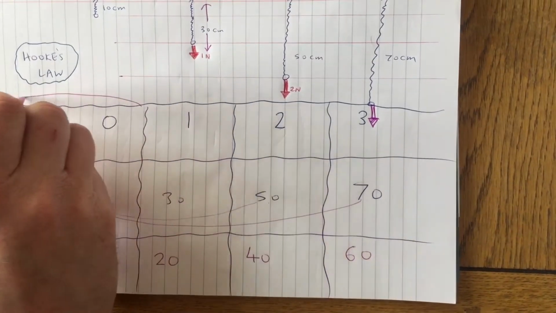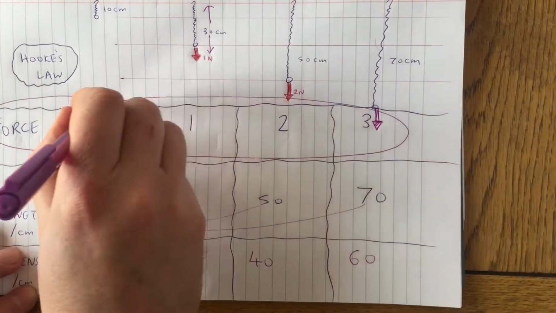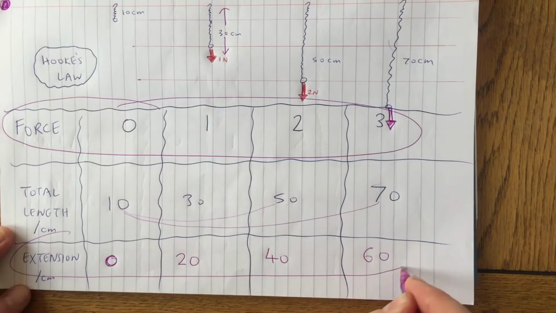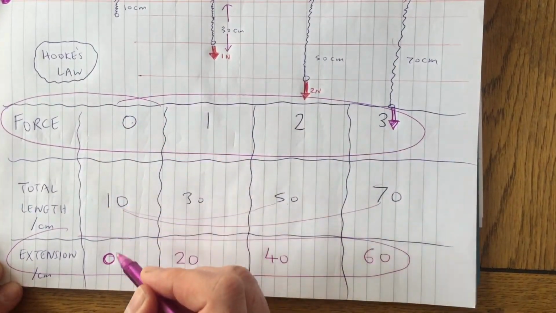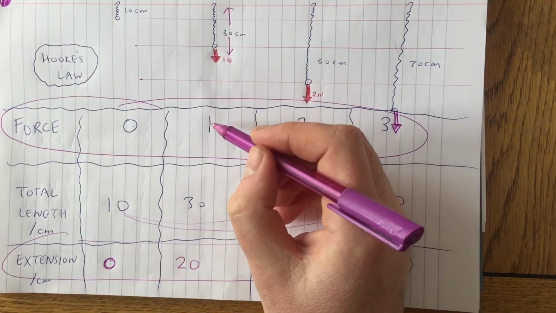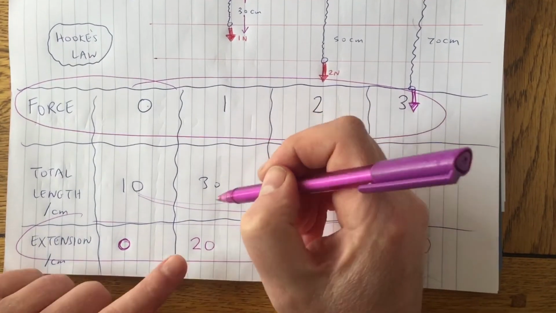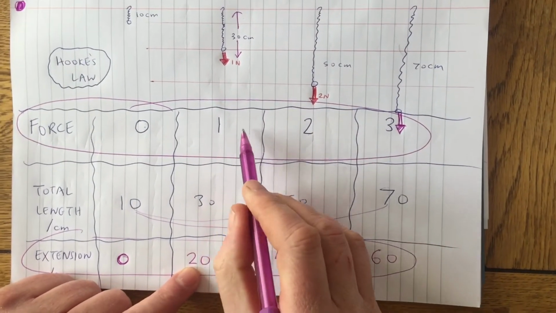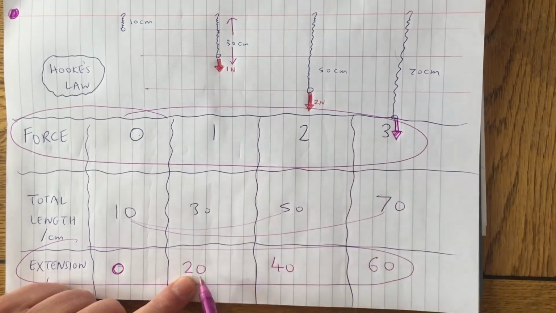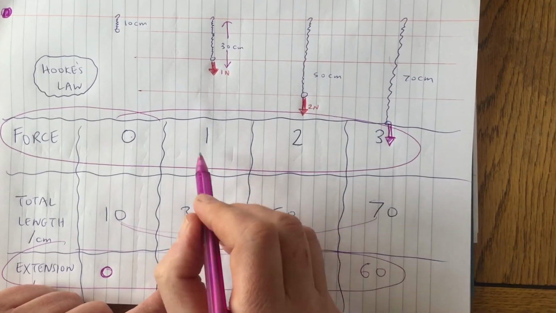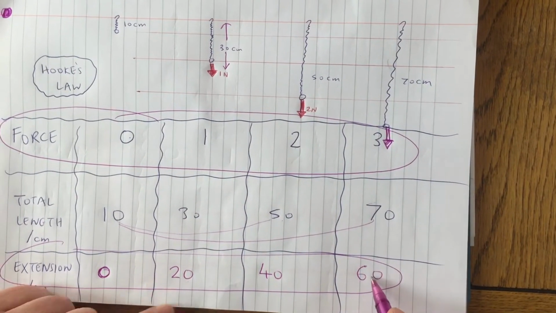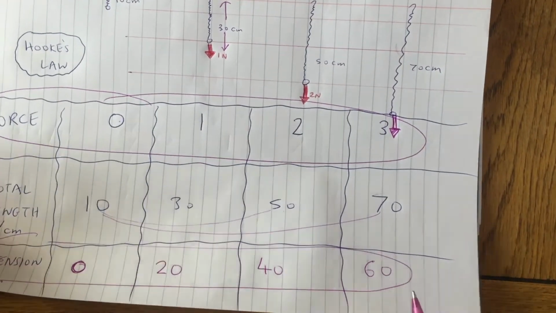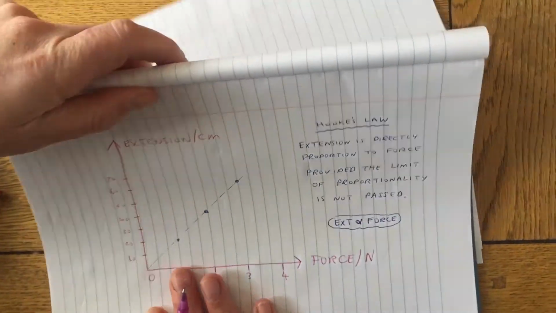If you look at this row here and this row here, you hopefully can see a pattern. When the force was 0, the extension was 0. When the force was 1, the extension was 20. When we doubled the force to 2 newtons, the extension doubled. When we tripled the force to 3 newtons, the extension tripled. So there's definitely a relationship between force and extension.